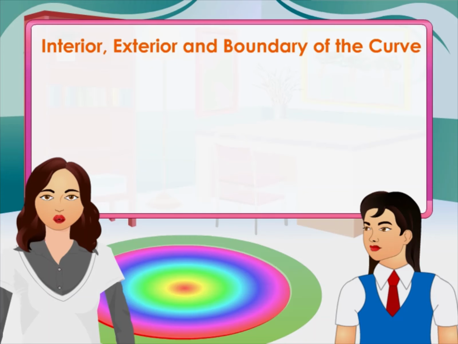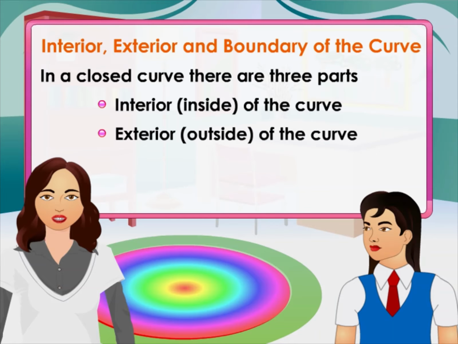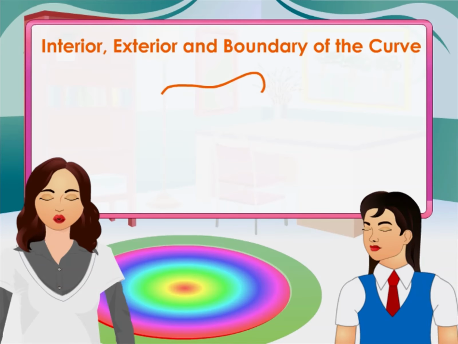Interior, exterior, and boundary of the curve. In a closed curve, there are three parts: interior, that is inside of the curve; exterior, that is outside of the curve; and boundary of the curve. Let us take this closed curve.